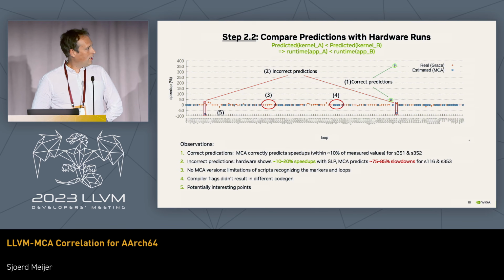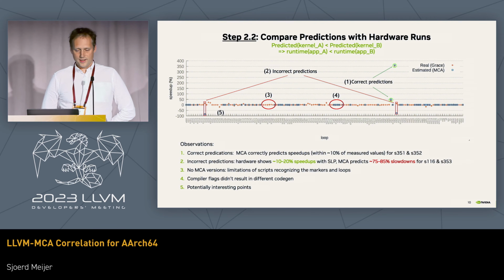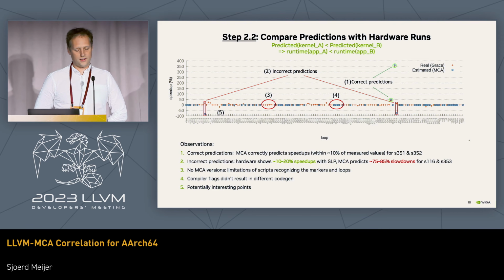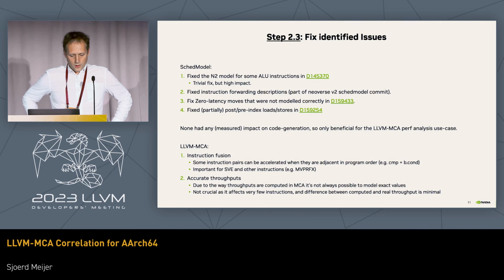Number four is when they are exactly the same. That doesn't mean that they are exactly correct predictions, but that there's no difference in codegen. So toggling the SLP vectorizer on does not result in any difference. And then number five is we have quite a lot of interesting points to analyze, but we don't have the LLVM-MCA version for that, so that's something we could investigate.